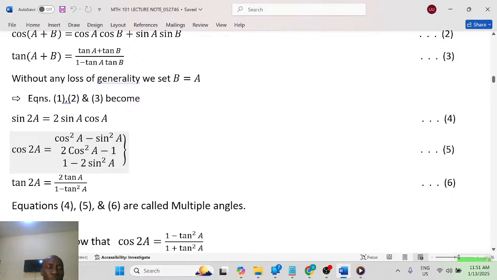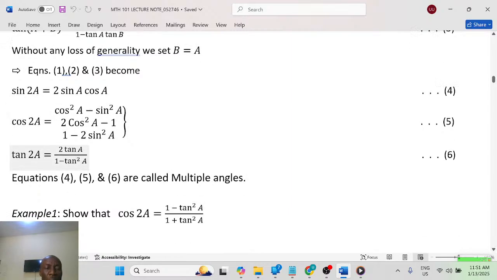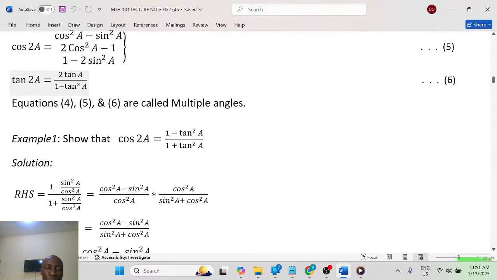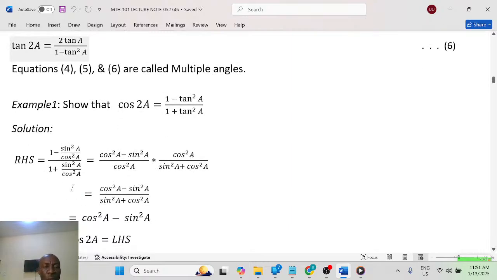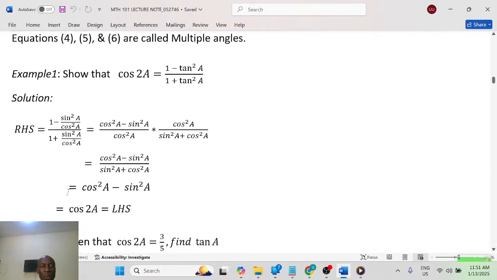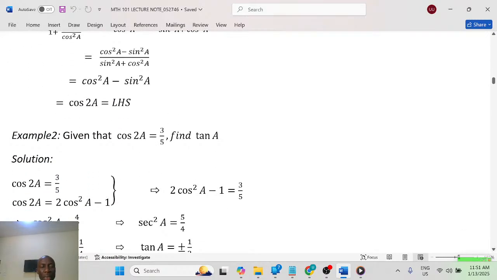Now for tan 2A, that is when angles A and B are equal, it will give us 2 tan A, because we now have tan A plus tan A, divided by 1 minus tan²A. So that will lead to equation 6. Equations 4, 5, and 6 are called multiple angles. We use them in trig ratios. We can use them to show that cos 2A is equal to 1 minus tan²A divided by 1 plus tan²A. You follow how it is solved in the material, you arrive at the answer.